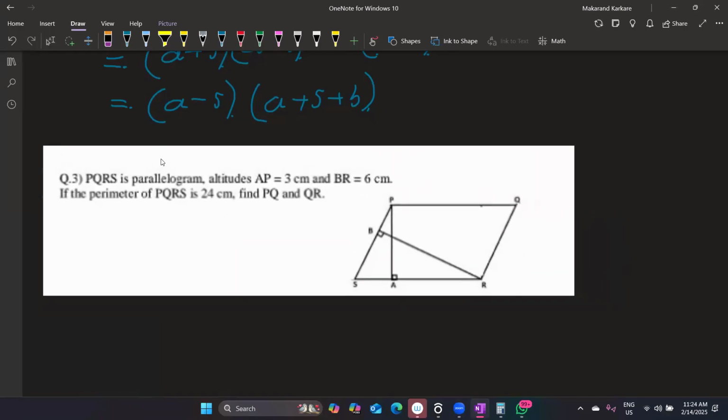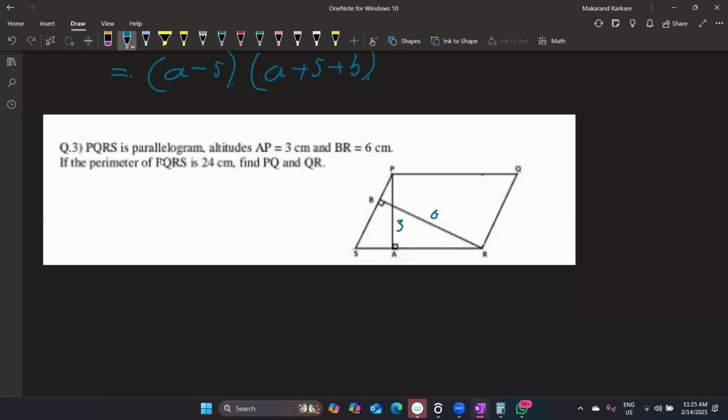PQRS is a parallelogram. Altitude AP is 3 centimeters. And BR is 6 centimeters. If the perimeter of PQRS is 24 centimeters, find PQ and QR.